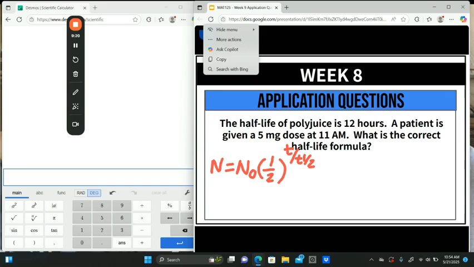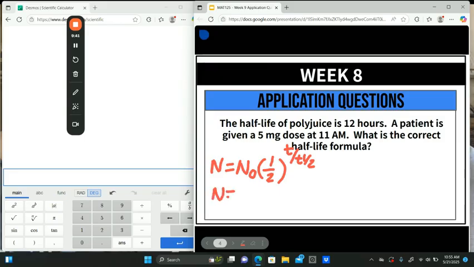Alright, so just like what we did in the other ones, let's fill in what we know. So we know that the half-life is 12 hours, and we know that the patient is given a 5 milligram dosage. So this N right here is going to be the same, because that's typically what we would solve for. Not always, but sometimes. N equals, and then this is the starting value, which is going to be the beginning dosage. 5 milligrams times 1/2. We don't know how much time has elapsed, but we do know the half-life, which is going to be 12.